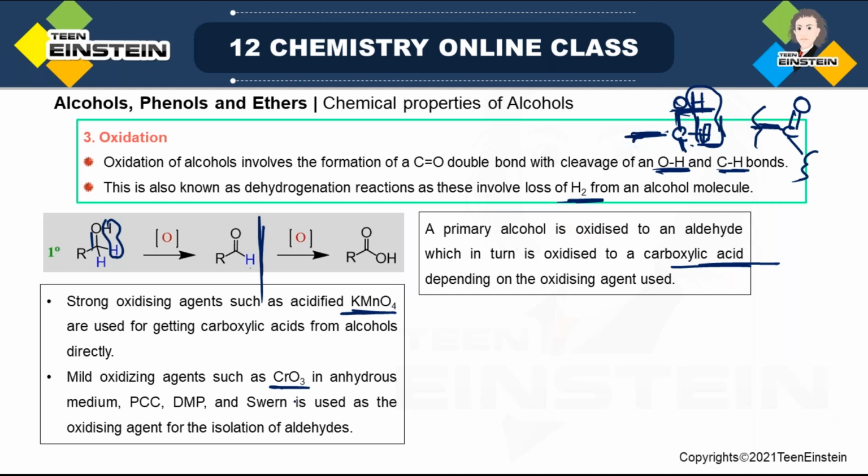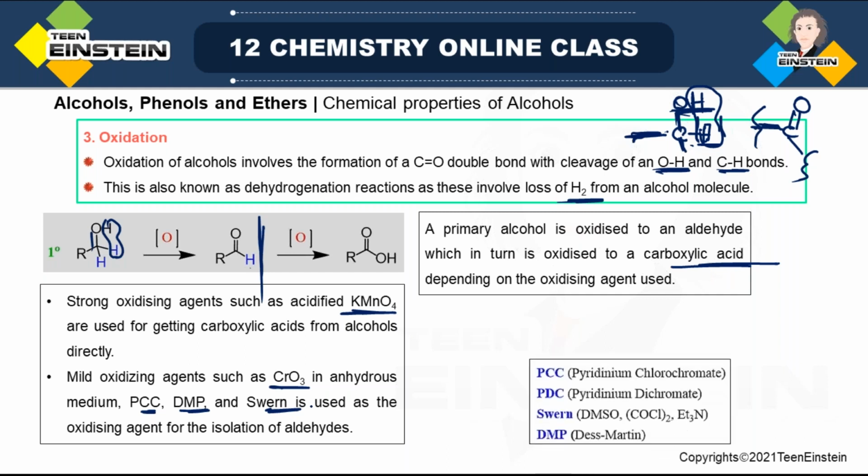But if you are using CrO3 in anhydrous medium, that is chromium oxide, pyridinium chlorochromate, DMP, then Swern reagent, if these are used, then you can isolate aldehyde. So PCC is pyridinium chlorochromate, PDC is another reagent, pyridinium dichromate. In Swern reaction, Swern is actually not a reagent, it is actually Swern oxidation we call it, where these reagent combinations are taken. Details you don't need, just remember when it is Swern oxidation of alcohols, you will be ending at aldehyde, not carboxylic acid. And DMP is Dess-Martin.